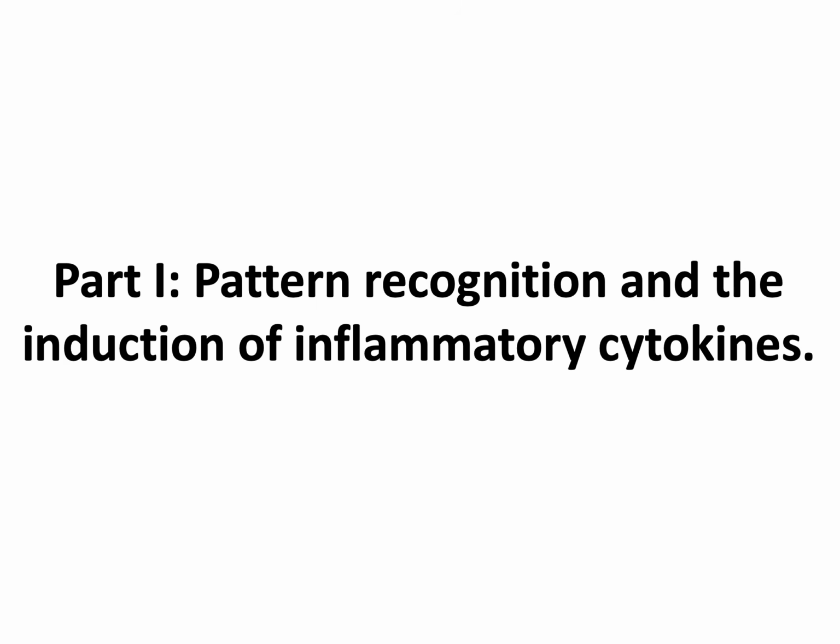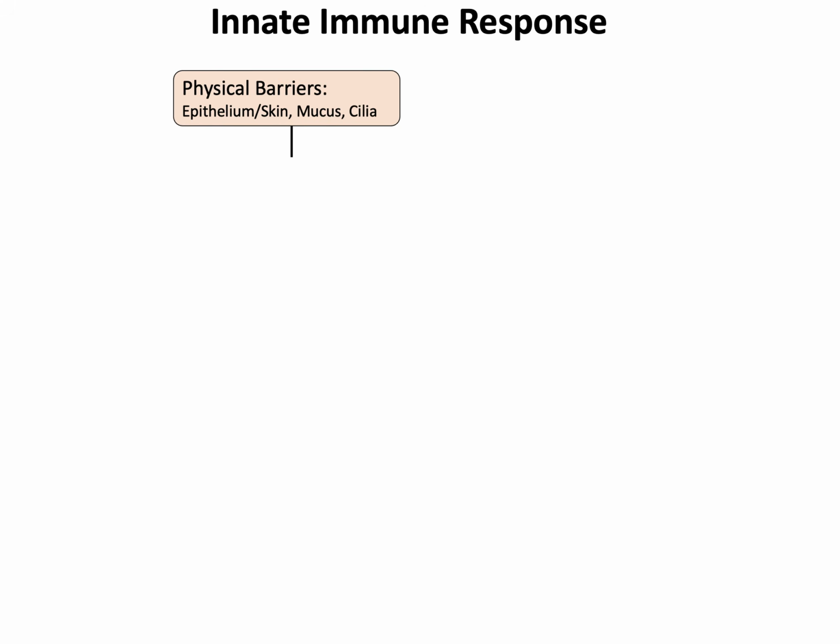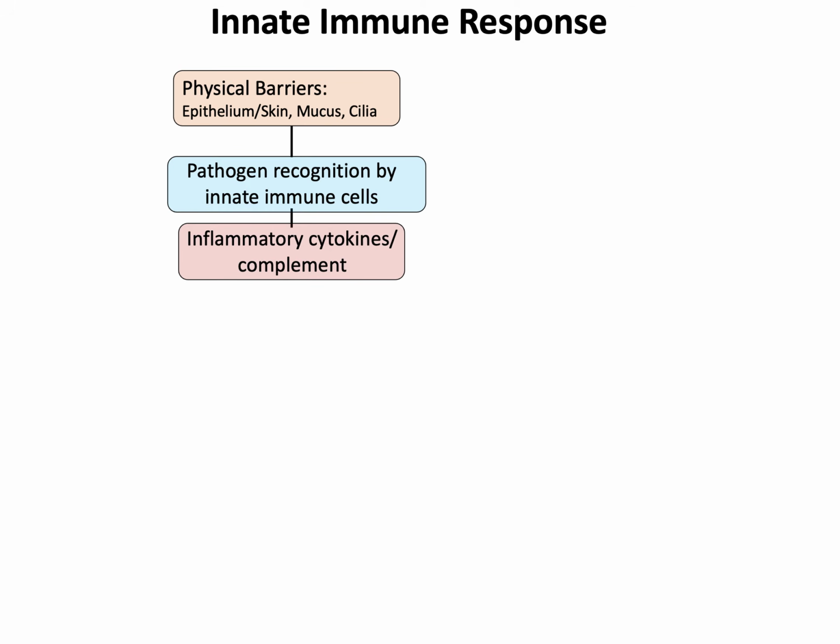In part one of our examination of the innate immune response, we will focus on how cells of the innate immune system are able to recognize pathogens and induce an inflammatory response. The innate immune response is composed of physical barriers like the skin and the mucosa, but it's also composed of cellular barriers, and these cells of the innate immune system are able to recognize pathogens directly. And this recognition of pathogens leads to the production of inflammatory cytokines and the activation of the complement cascade.